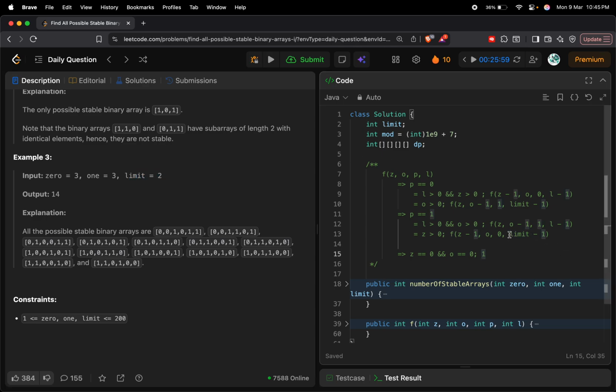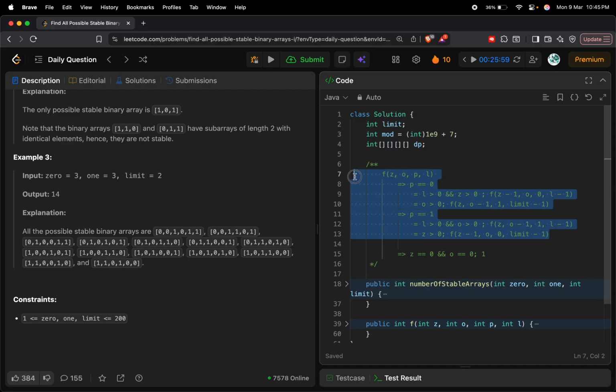So this is a very key takeaway. Since we are flipping the value, the overall limit will be the maximum allowed limit minus 1, whereas if you choose to continue with the same value, then our existing limit will reduce by 1. So we only have these 4 options. If I have 0, I have 2 options. If I have 1, I have 2 options.